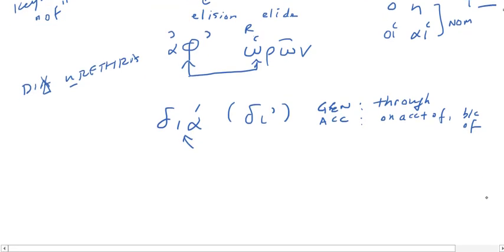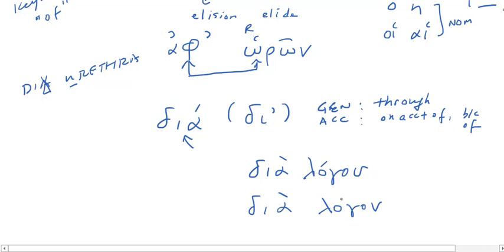I'll give you an example. Let's see. I'll do dia lagu. Okay, notice acute accent when there's nothing else after it, but with another word after it, it changes to grave. Lagu versus dia lagan. Okay, which case is which? Top one is genitive. Bottom one is accusative, right?